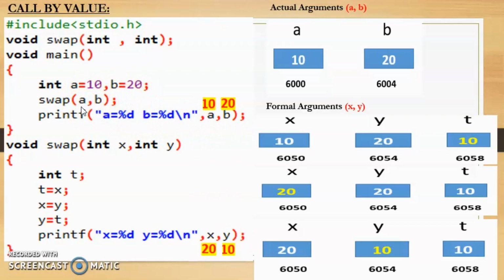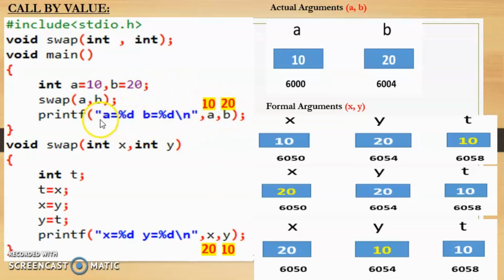So by the definition of call by value, we know that in call by value, a copy of the variable is passed. So if any changes are done to the formal parameters, it will have no effect on the actual parameters. So in this case, while we are printing a and b values, we will print the original values, that is a value will be printed as 10 and b value will be printed as 20.